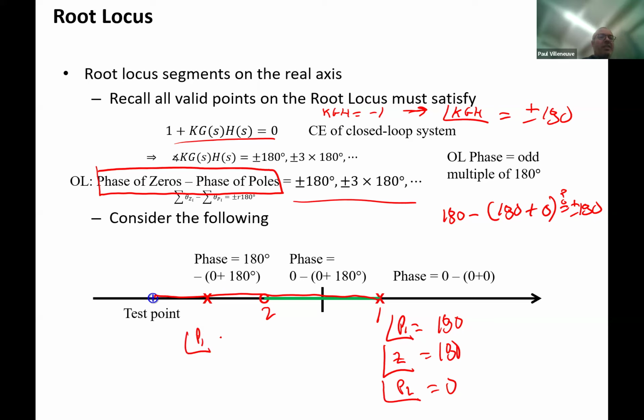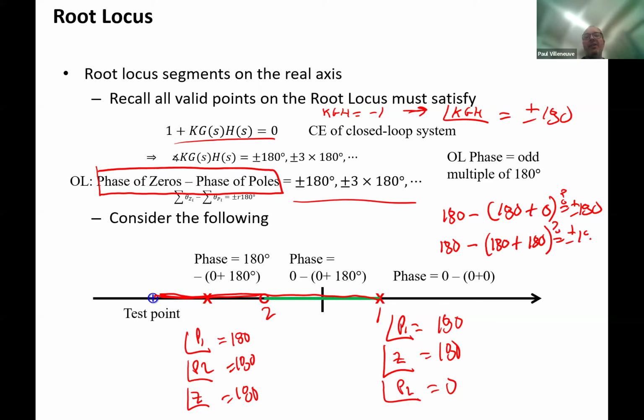So you're saying P1 has an angle of 180. P2 has an angle of 180. Okay. Now let's check. The angles of the zeros minus the angles of the poles. Does that equal plus or minus 180? Yes, it does. So that means, clearing this up a little bit.